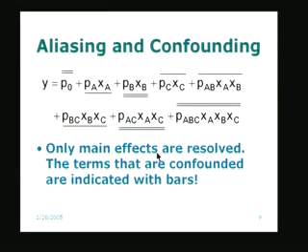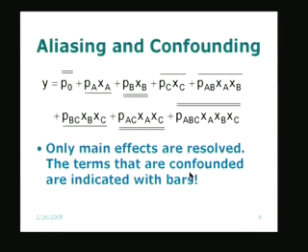8 constants are there, and it is not possible to resolve all of them, because I have also shown P naught with 2 bars on the top, PABC XA XB with 2 bars on the top. That means that these 2 are confounded. We cannot resolve these 2 separately. The effect of these 2 are going to be intertwined. Similarly, PA XA and PBC XB XC, these 2 are confounded, and so on and so forth.